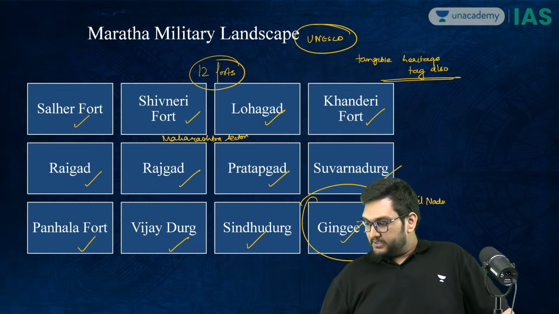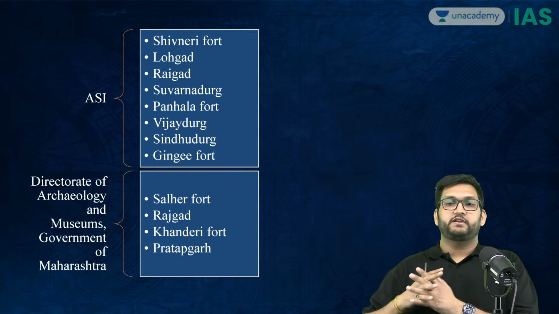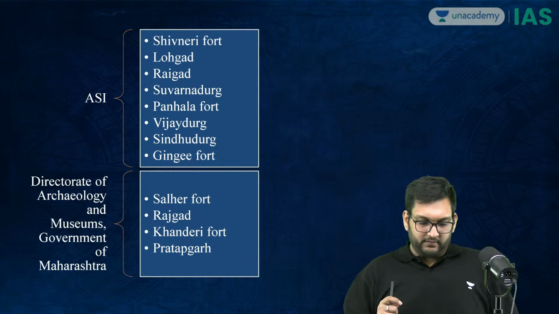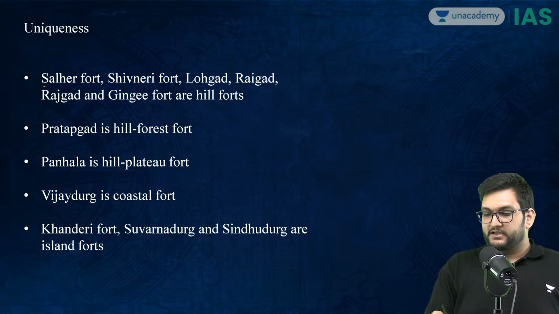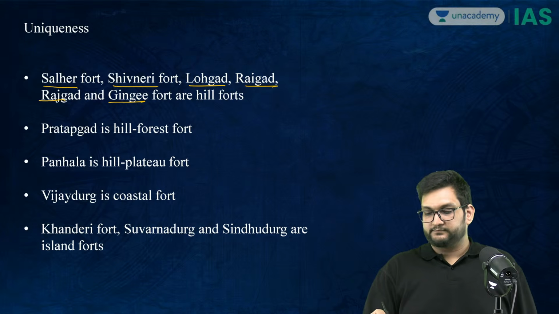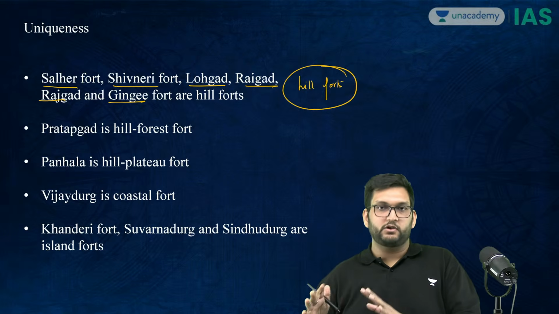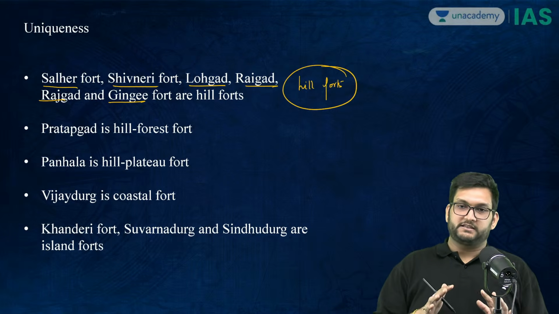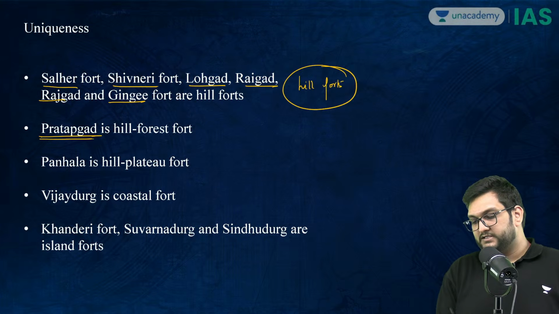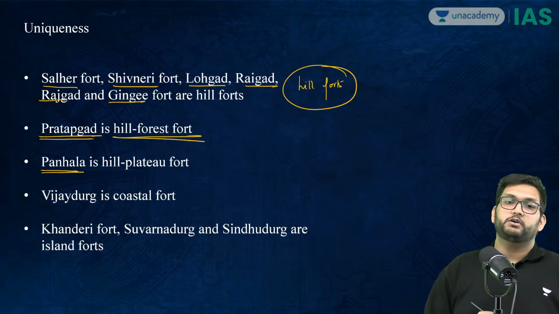Now, the idea is very simple. You should know what is the characteristics of each of these elements, each of these buildings. So, for example, Salhar, Shivneri, Lohagarh, Raigad, Rajgarh, and Gingi are called hill forts, meaning they are made in hill complexes. This is a discussion which I've had previously also, but I want to make this discussion as comprehensive as possible so that we can complete everything here itself. Then we have Pratapgarh, which is a hill forest fort. Then we have Panhala, which is a hill plateau fort.